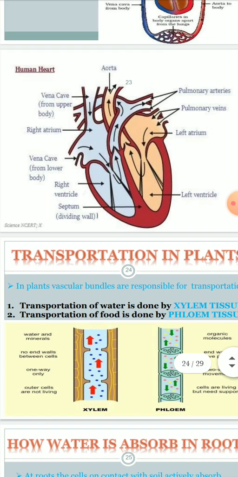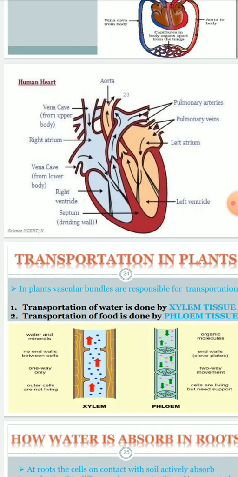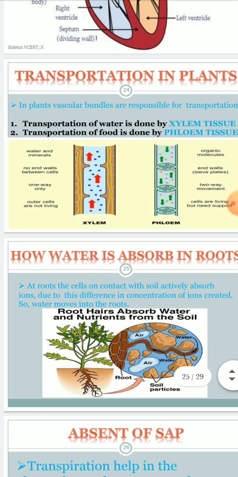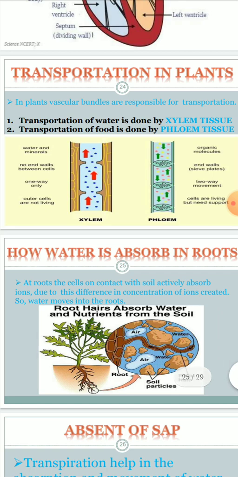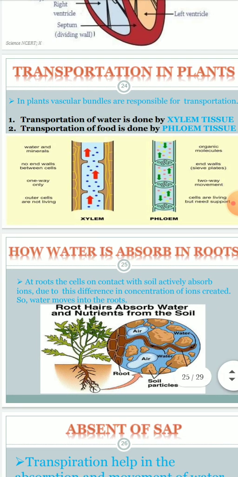This is how the transportation, purification and pumping of blood happens inside the human heart. Next is transportation in plants. How does transportation in plants happen? In plants, vascular bundles are responsible for transportation. Transportation of water is done by xylem tissue, and transportation of food is done by phloem tissue. So there are two modes of transportation in the vascular bundles, phloem and xylem. Phloem is responsible for food transportation, and xylem is responsible for water transportation.